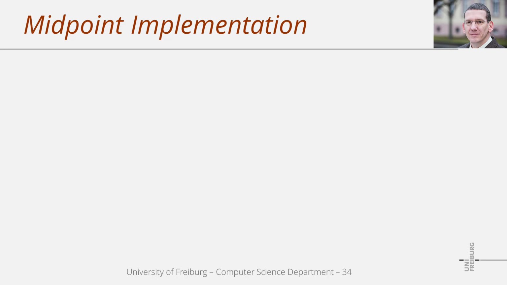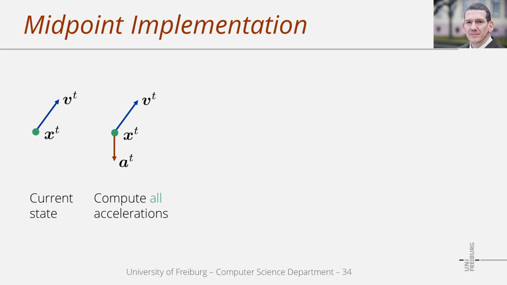Due to the significance of this implementation aspect, I've visualized the implementation here for one particle. We start with the current state at time t with known position and velocity. Now we need the derivatives. The velocity as the derivative of the position is given, and the acceleration as the derivative of the velocity can be computed from all positions and velocities.